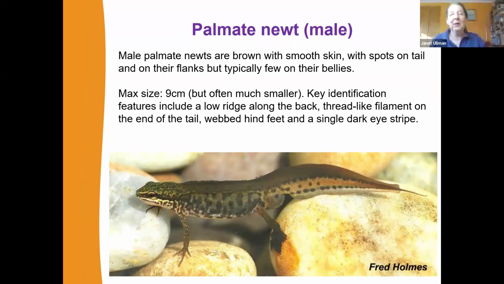The Palmate newts, these are small newts. Depending on where they are and how harsh their life is, quite often I've found adults about 5 centimeters long. They have a ridge down their back, which is not big, not huge, but it's enough on a male. This is the males I'm talking about. They have a tail filament. We're not sure what the tail filament does, but the males have it.